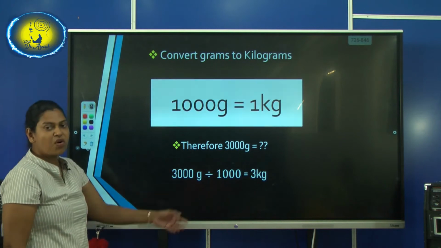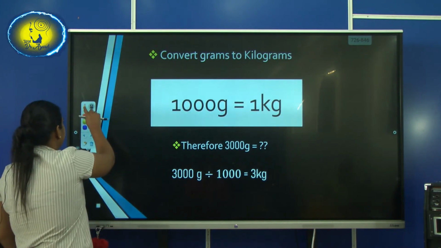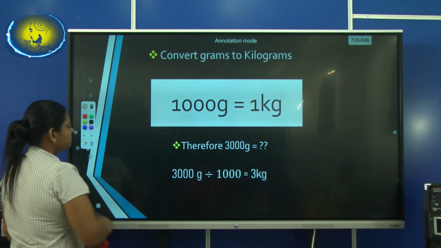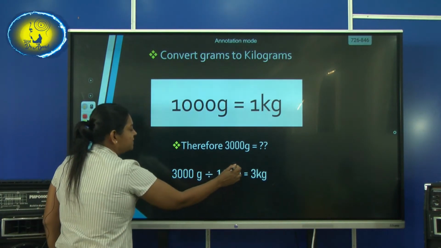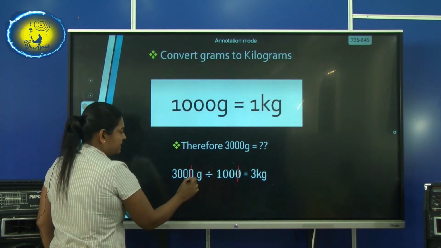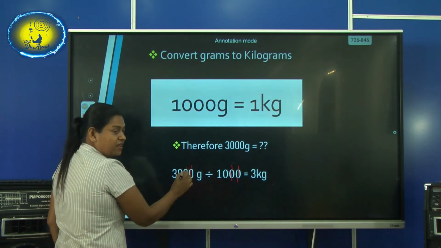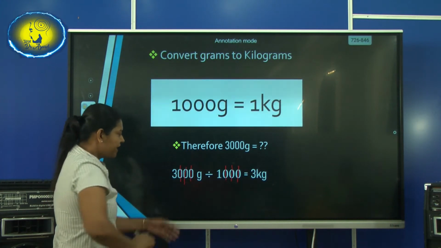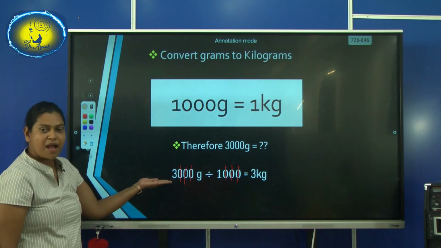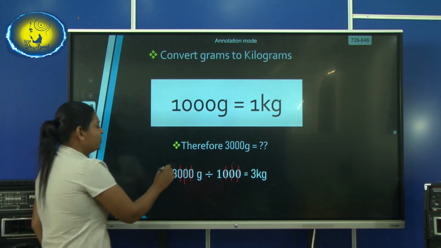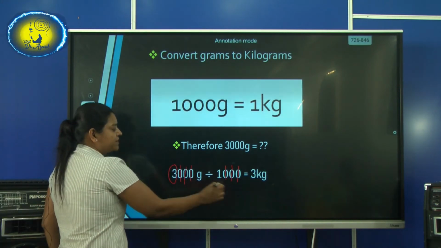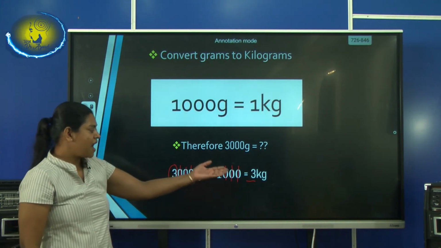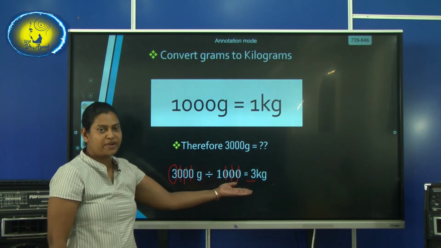There is a small trick. You can cut this 0, this 0, and this 0. Now, can you see this? What is this number? Number 3. Now, you can write this number 3 here. What is the answer? The answer is 3 kilograms.